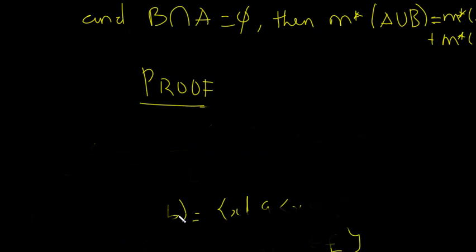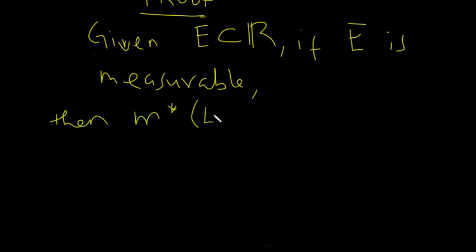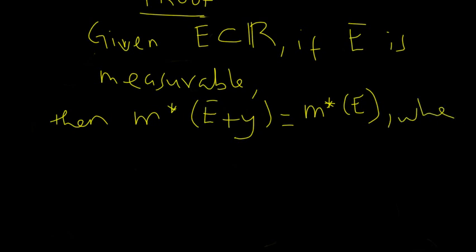To say that the measure is translation invariant is to say that, when I have the outer measure of E, which is a subset of the real numbers, let me put it this way: if E is measurable, then the outer measure of E plus Y is going to be equal to the outer measure of E. So this is what we mean by measure being translation invariant, where Y also belongs to the set of real numbers.